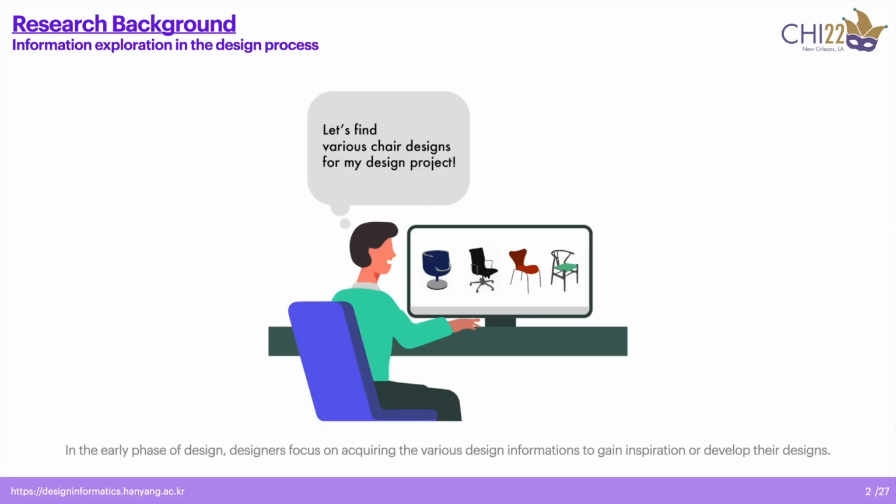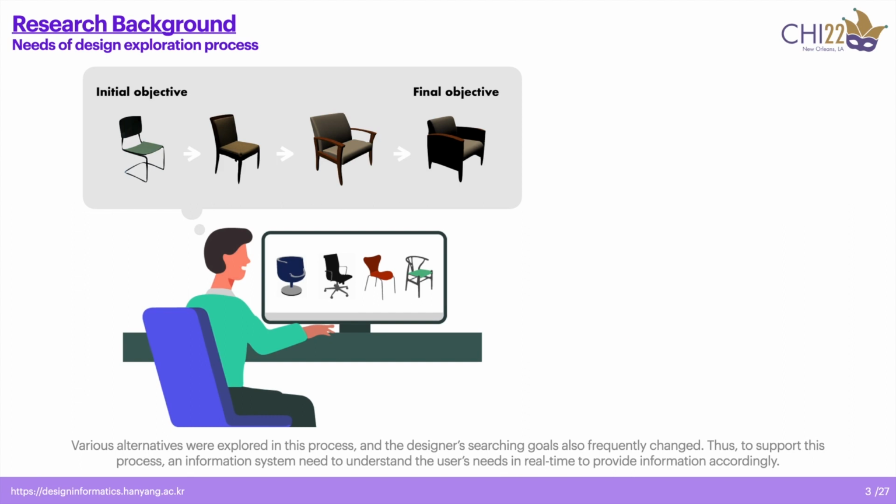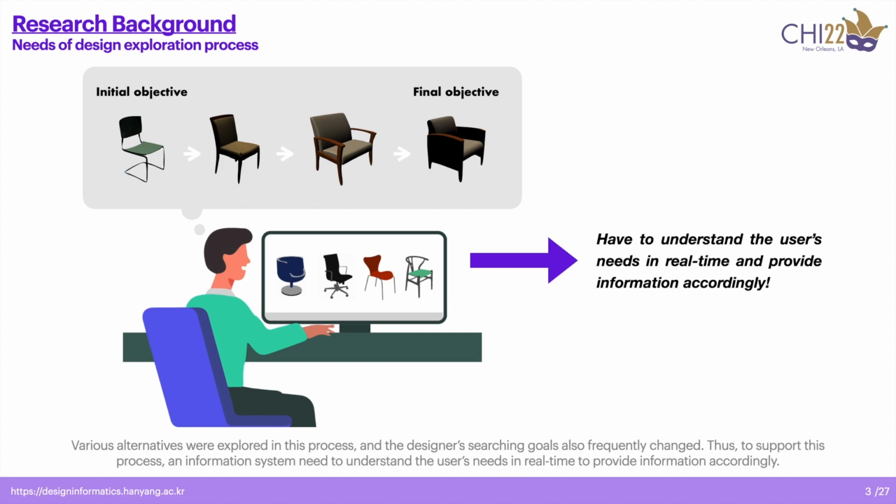In the early phase of design, designers focus on acquiring various design information to gain inspiration or develop their designs. Various alternatives are explored in this process, and the designer's searching goals also frequently change. Thus, to support this process, an information system needs to understand the user's needs in real time to provide information accordingly.